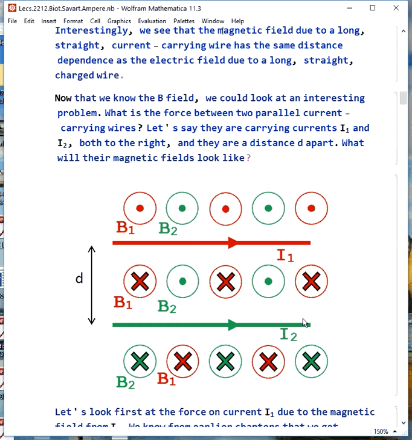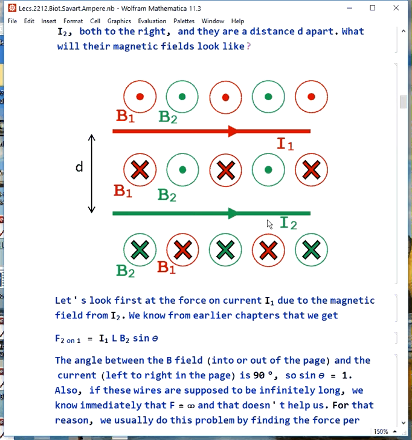Now, if we want to know the forces, let's look first at the force on this red current I1 due to the magnetic field from I2, which is green. Everywhere around it, the green is out of the page, right? So we can figure out from the I L B sine theta rule, we know the angle between the B field, which is in or out of the page, and the current, which is left or right across the page, is 90 degrees, so sine of theta is 1, and this disappears.